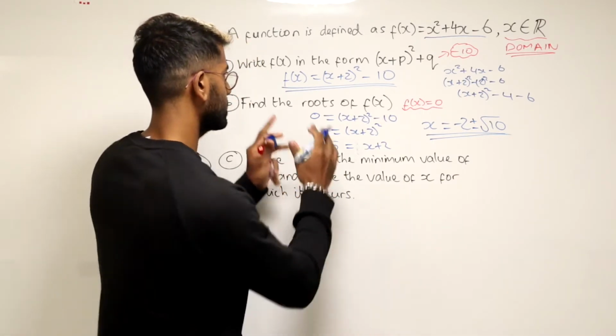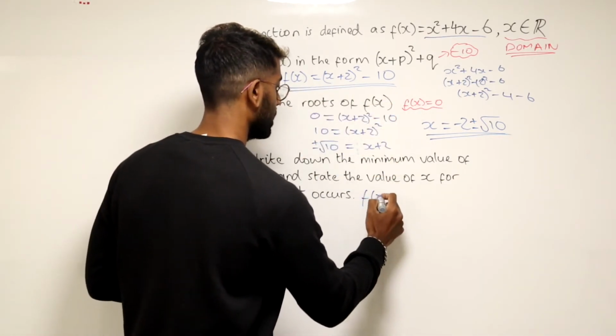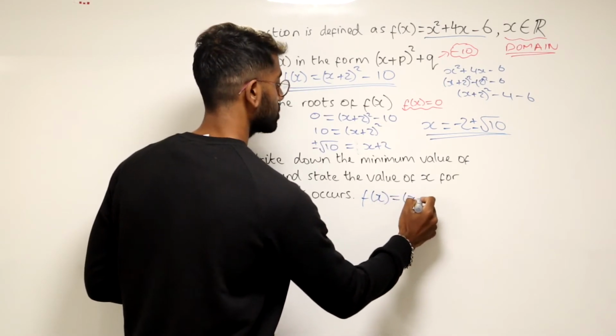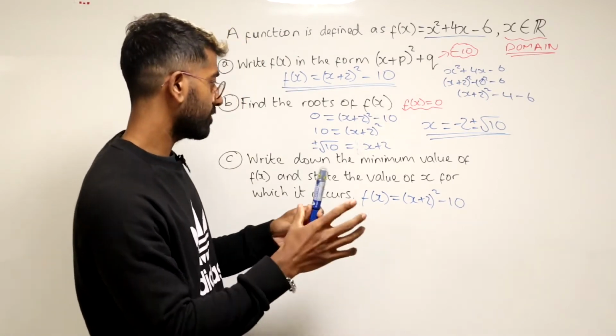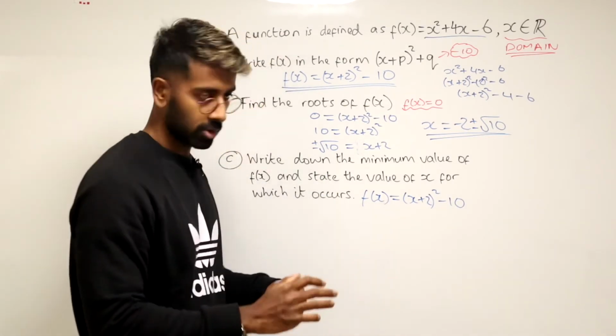Okay, so what I'm going to do first is write out my function. So f of x is equal to (x + 2) squared minus 10. Now, they're asking us to find the minimum value of f of x. So what does this mean?